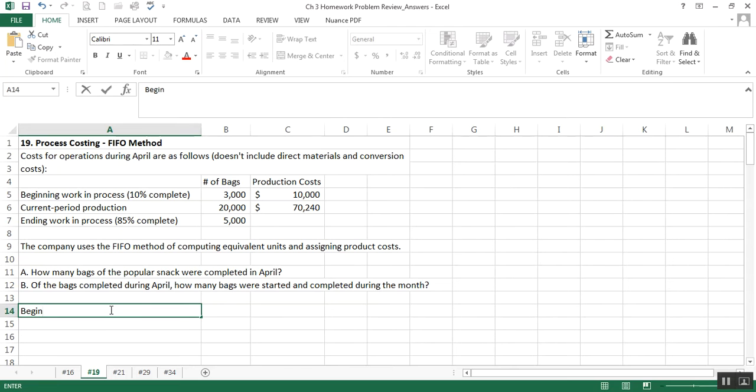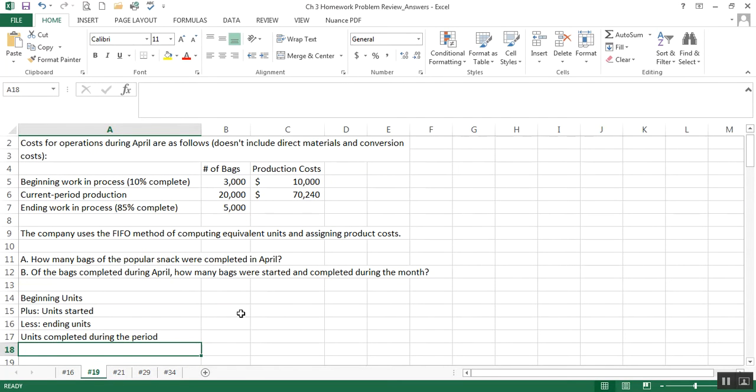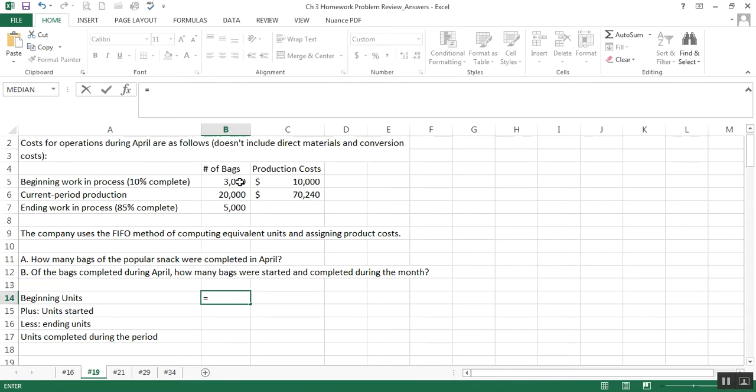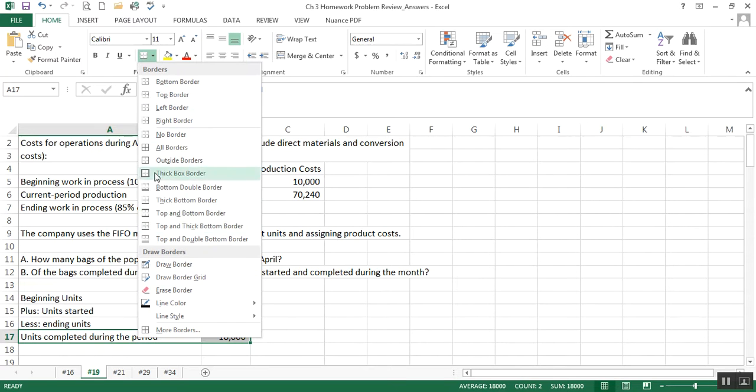So it's going to be our beginning units plus our units started less our ending units. This gives us the units completed during the period. So it would be our beginning units of 3,000. And again, we're not using equivalent units yet. We're using actual units for the first step. The units that were started was 20,000 and ending inventory is 5,000. So we add those up and we get units completed during the period of 18,000.